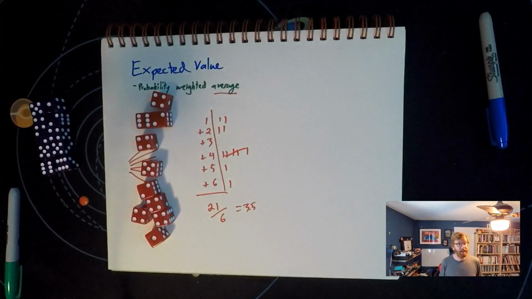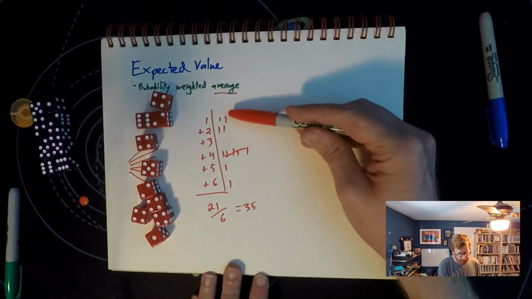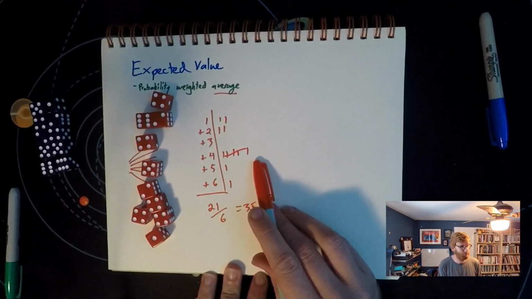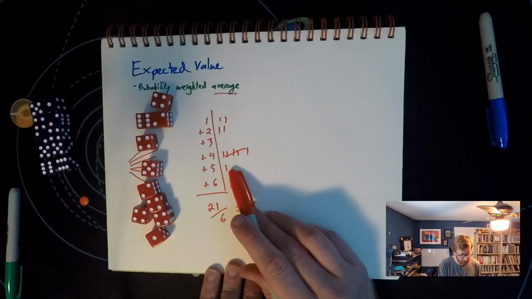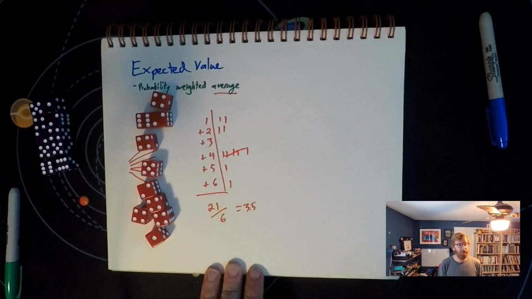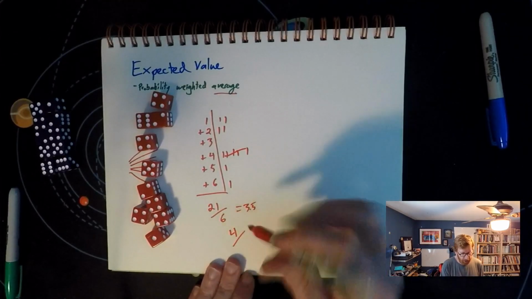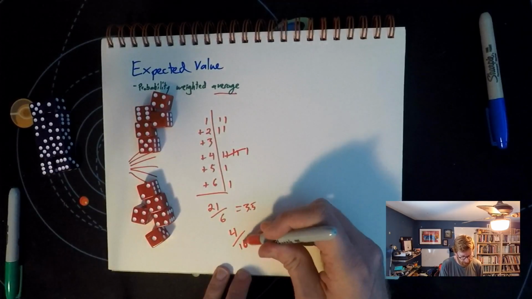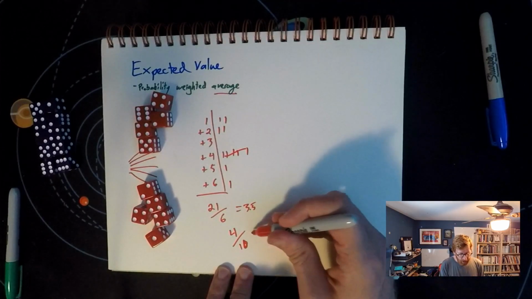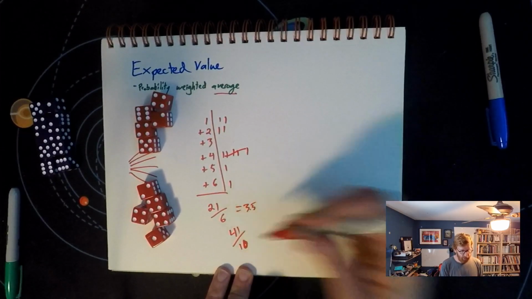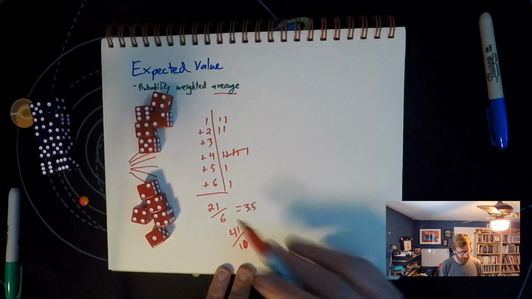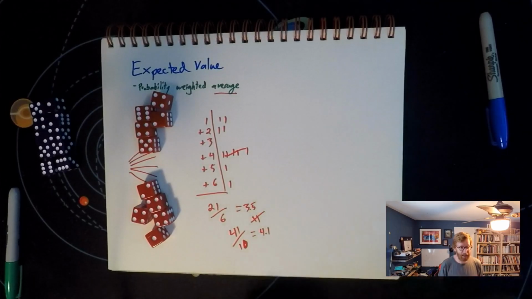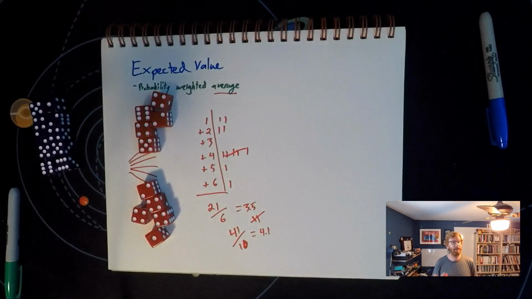So we rolled 10 dice. What did we get? Well, let's add it up: 2, 6, 24 is 30, 35, 41. So we got 41 over 10 dice. Divide by 10, and our average there is 4.1. So it's not exactly the 3.5 that we expected.